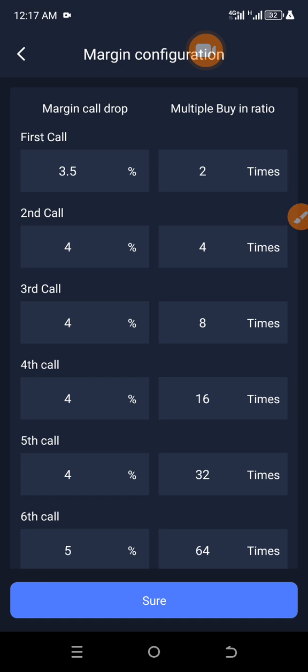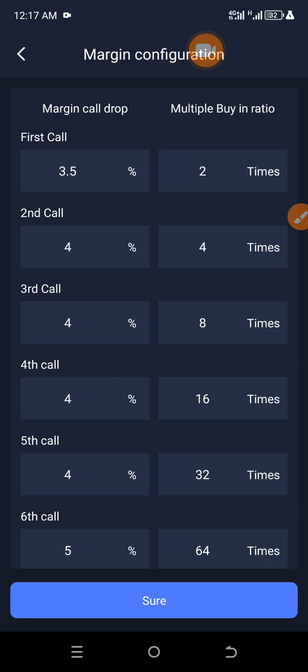Now, when you look at this, we have margin call drop, then buy in ratio. It simply means that you see there are two sides, right and then left. The one on your left is called DCA, dollar cost averaging.